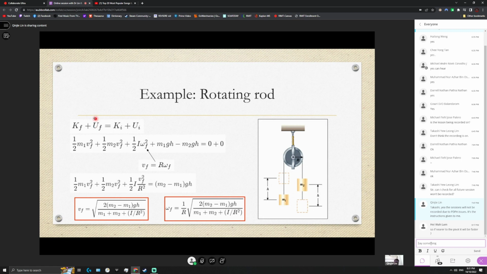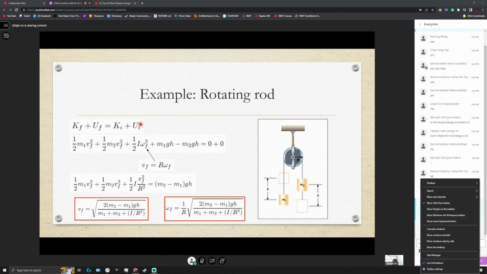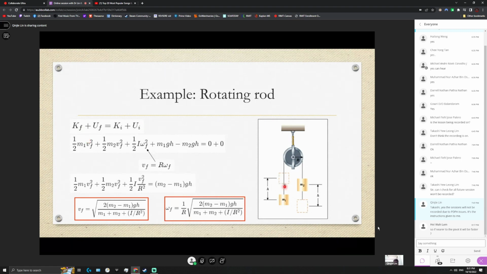Same thing, final energy equals initial energy. So for the final kinetic component, we have mass 1 moving, right? It's still moving, correct? So we have half mv squared. Mass 2 is also moving, so we need to account for that: half mv squared for mass 2. And then what else is moving? This thing is going down, this thing is going up, and then this pulley is rotating at that moment when we are analyzing. So we need to account for that. That will be given by our half I omega squared. Here is rotational energy.